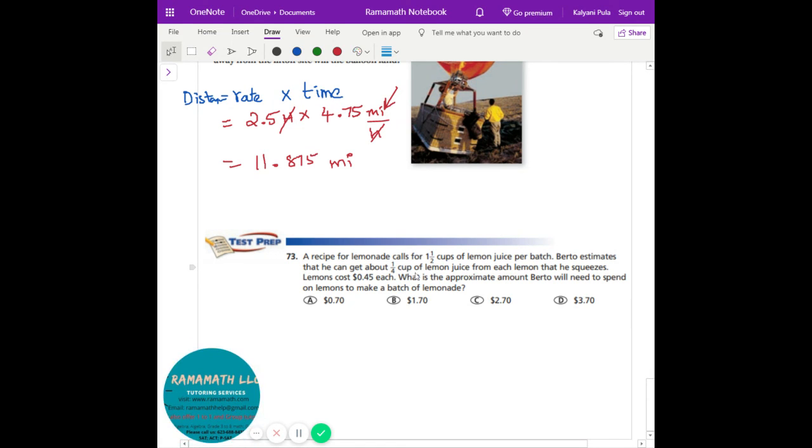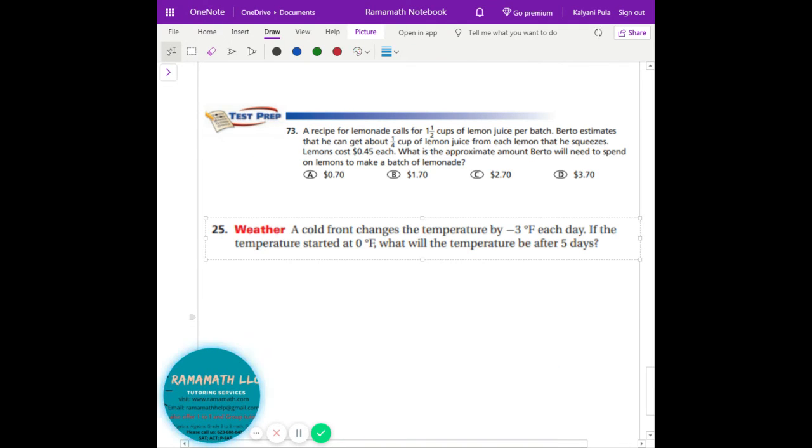So it's 1.5. You divide it by 1/4. Basically, $1.50, 25 cents, how many of them? 6 of them. And then 6 times each cost of 45 cents, and you get the answer. Good work. Good reasoning.